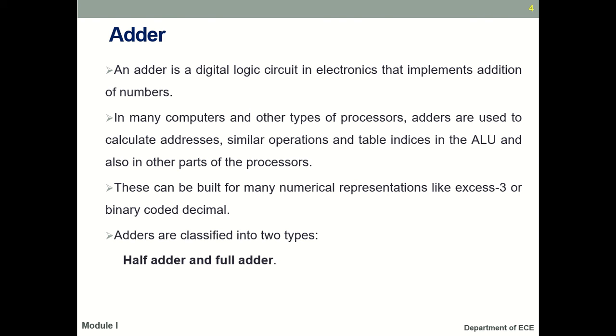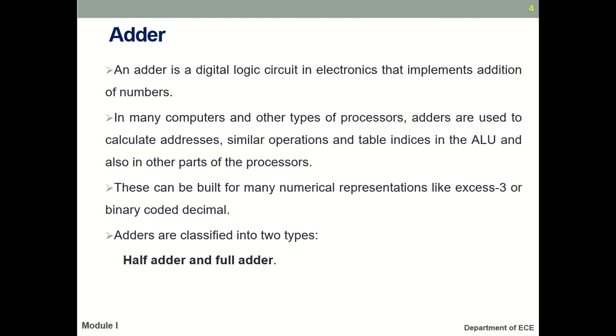These can be built for many numerical representations, like XS3 conversion, binary to gray conversion, and BCD to binary and binary to BCD code converters, the binary coded decimal too. Here the adders are classified into two types. One is called the half adder, and the next one is called the full adder.